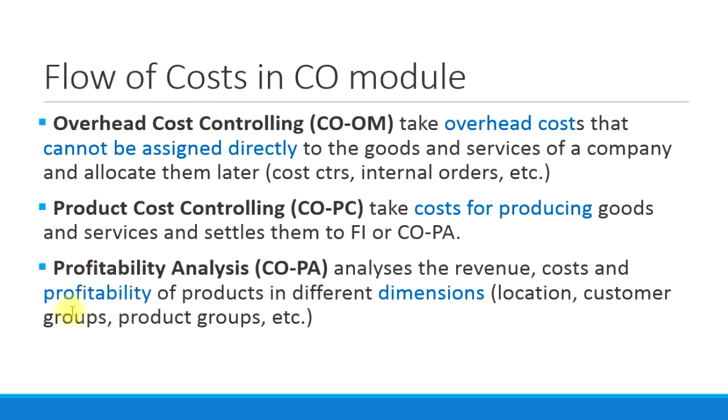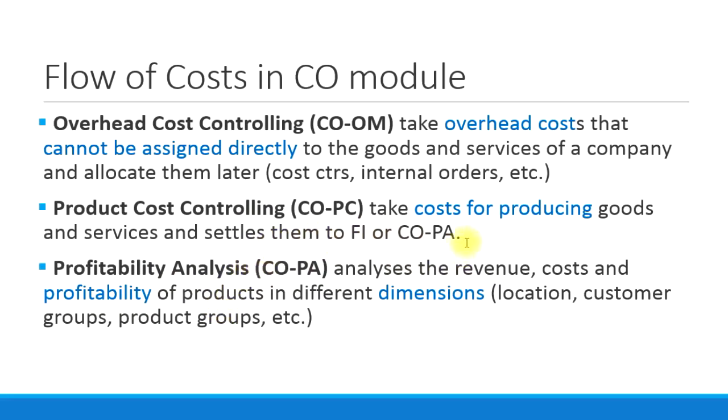The keyword is the profitability in different dimensions. So you take the cost from these products, product A, product B, product C, and you allocate to the profitability analysis side, because for each of those products we need to see at what customer location, at what type of product group, in what type of area, how much profit we made.